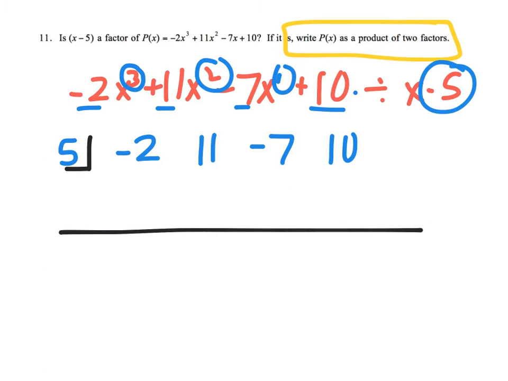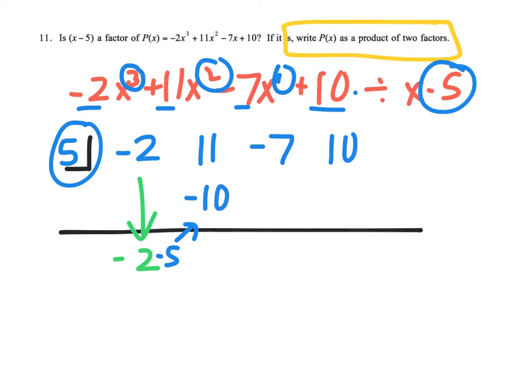All right, your first step for synthetic division is you are going to bring down the negative 2. And then you're going to multiply that by whatever's in your box. So negative 2 times 5, and that answer goes here. So negative 2 times 5 gives me a negative 10. And then we're going to add. So we have 11 minus 10, which gives me 1.